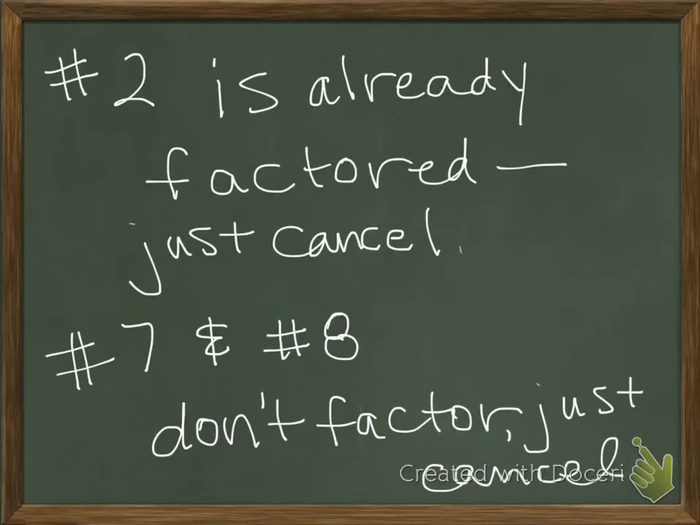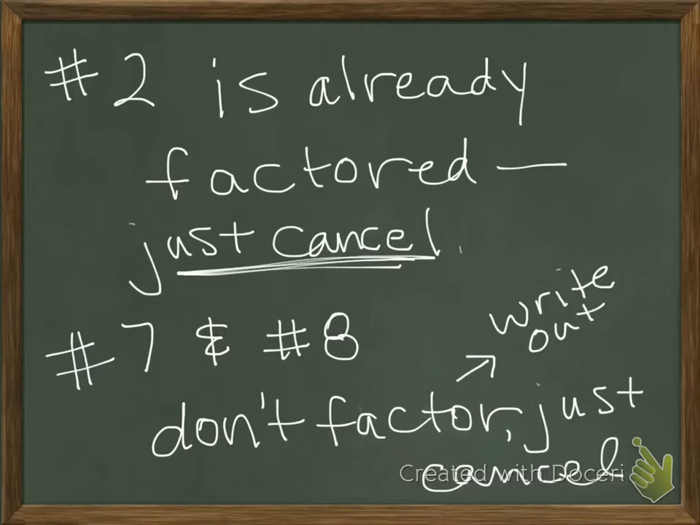Then I have a couple more hints. On number 2, the problem is already factored, so all you have to do is cancel it. You don't have to factor it, you just have to cancel. For number 7 and 8, you're not factoring, you're just writing them out and then going to cancel it again. So write out, if you have x squared, write it as x times x. If you have y to the third, write it as y times y times y. Then cancel.